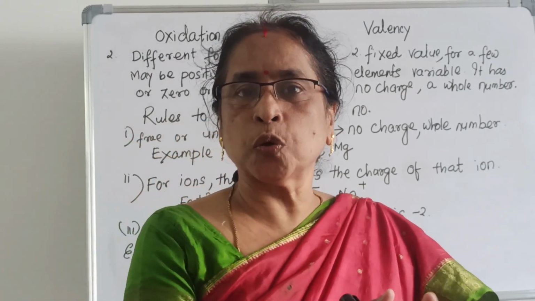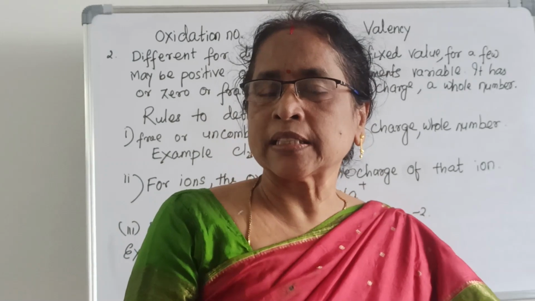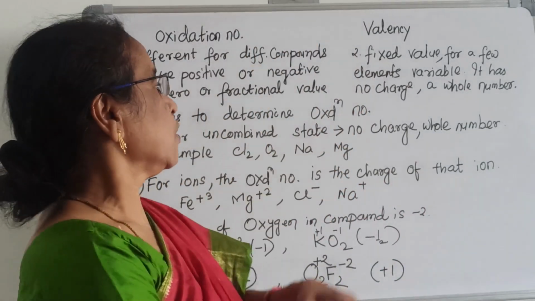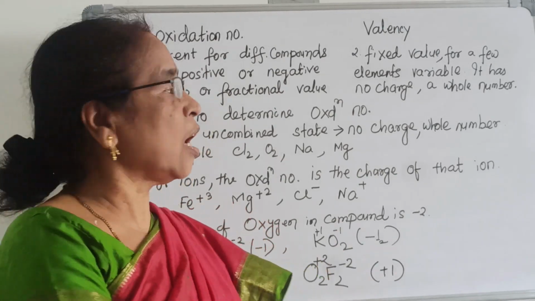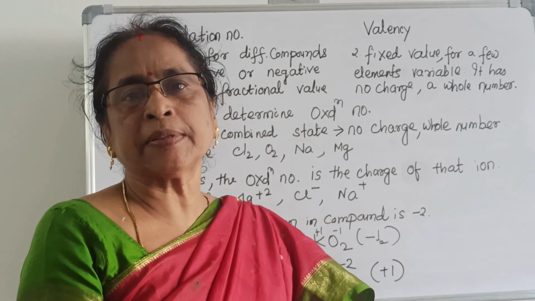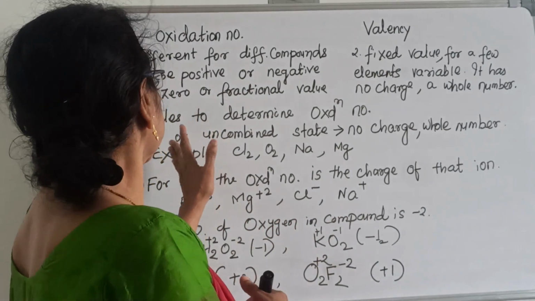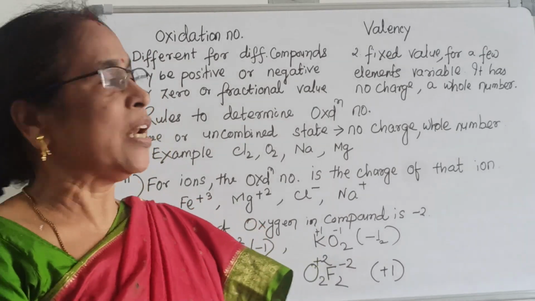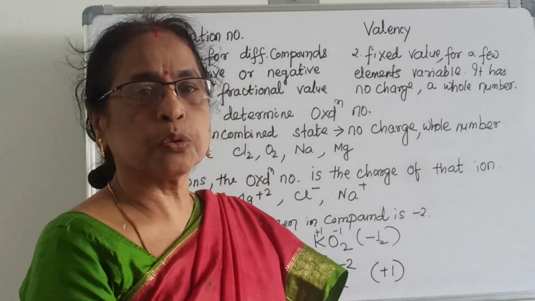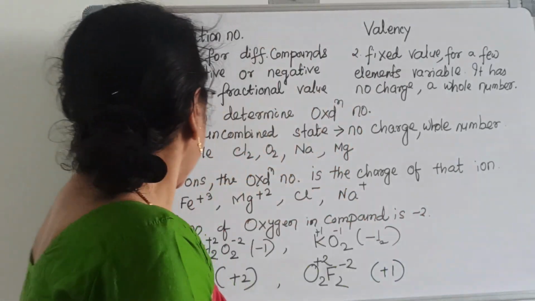When you say sodium metal, chlorine gas, that is called the free, uncombined state, or native state. In that case there is no charge, and that is a whole number. That means in the native state, before combination with others, or in the uncombined state, the value is 0. Example: chlorine, oxygen, sodium, magnesium, the value is 0.